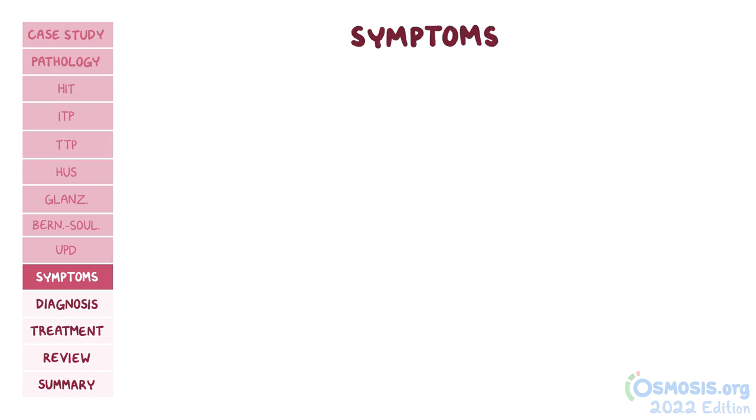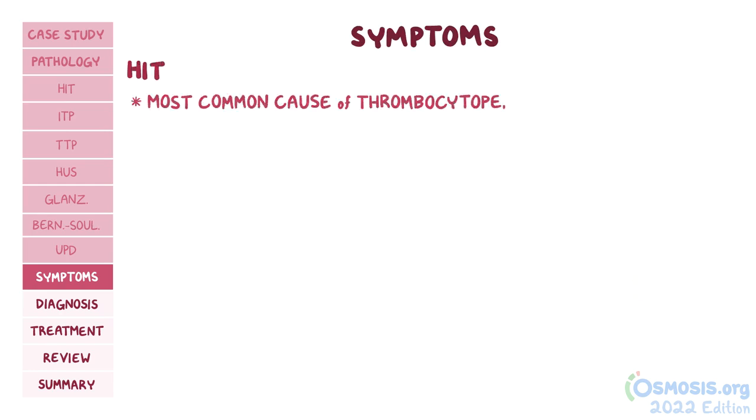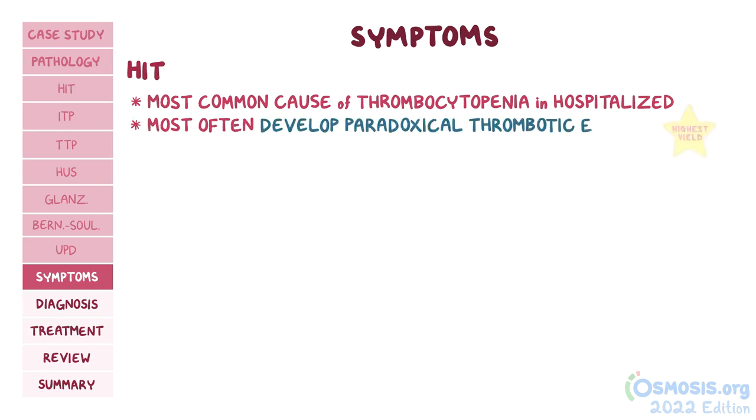Alright, but other symptoms can help you identify the specific disease. Let's start with HIT, which is the most common cause of thrombocytopenia in hospitalized individuals. For your exams, it's important to know that individuals with HIT more often develop paradoxical thrombotic events, rather than bleeding.